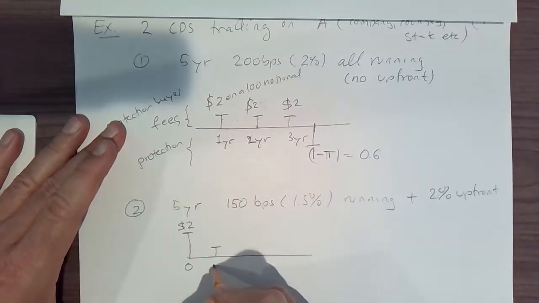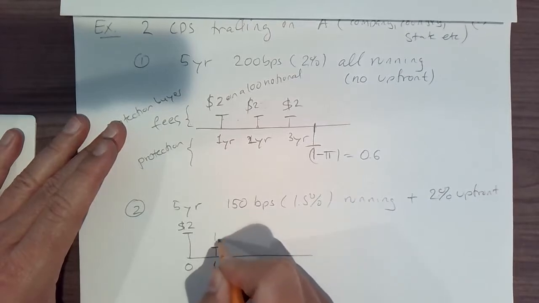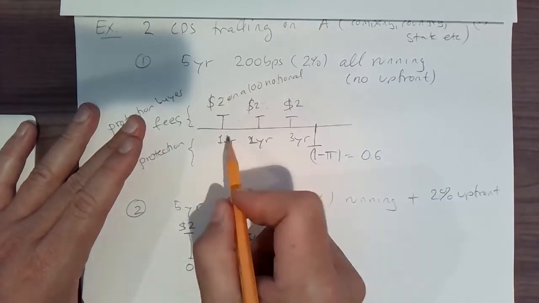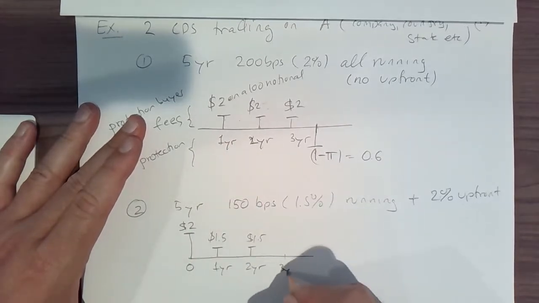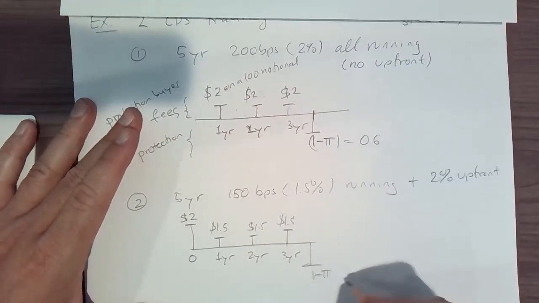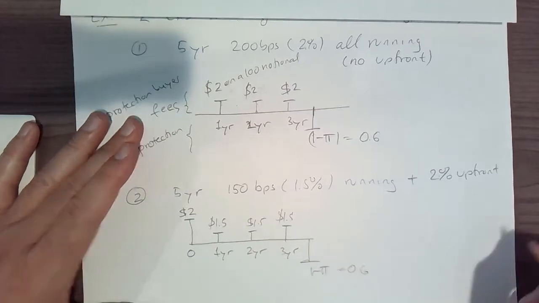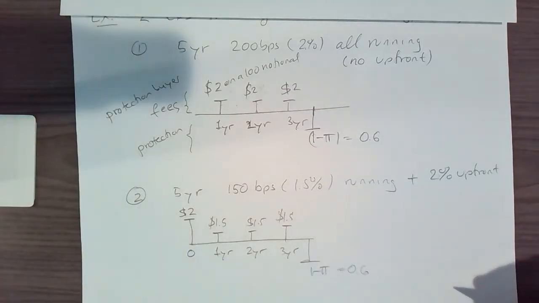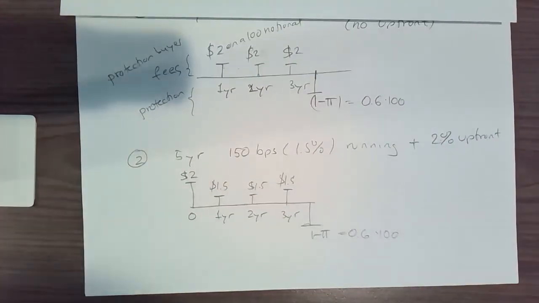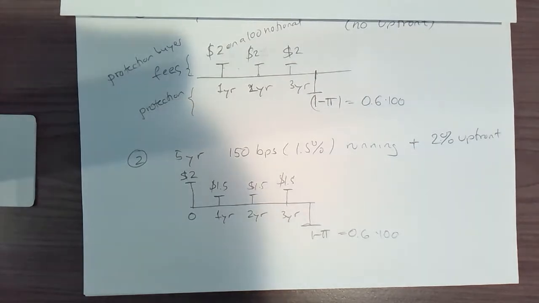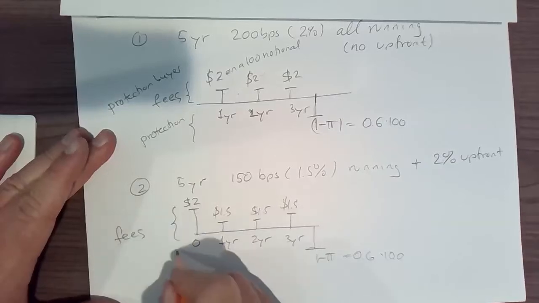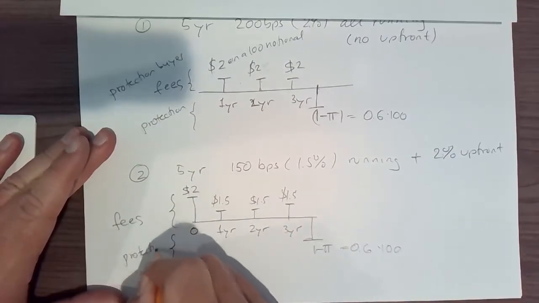So this was at time 0, and then this is 1 year, say. There'll be $1.5 coming at this time, 1.5, and so on, 1, 2, 3, 1.5. And if there's a default, then you're going to get this 60, times 100. So these are the fees, and this here is the protection payment.